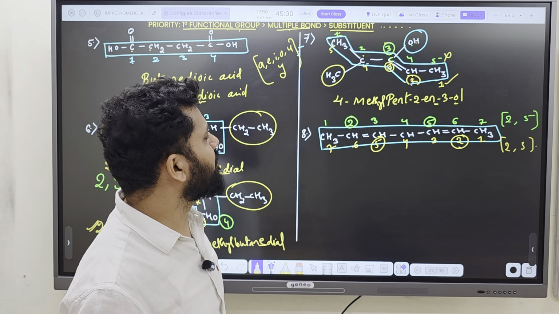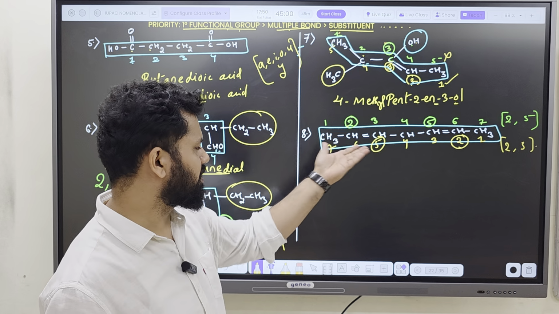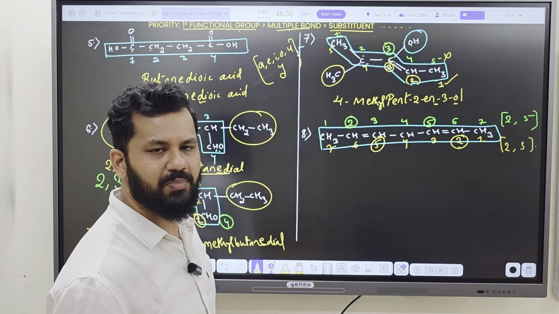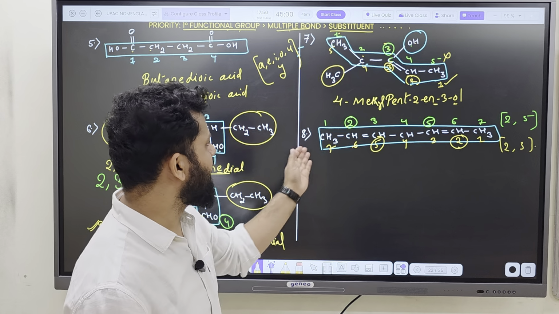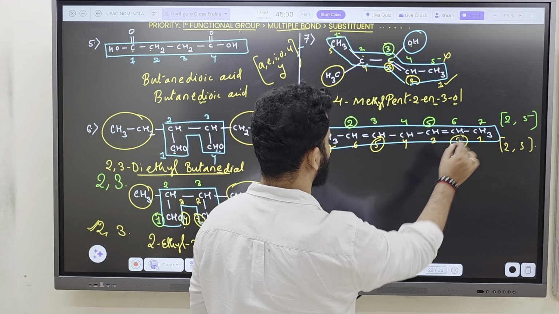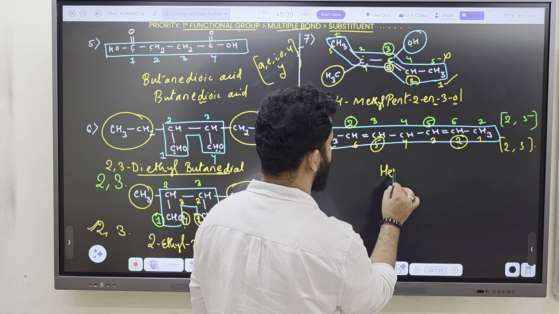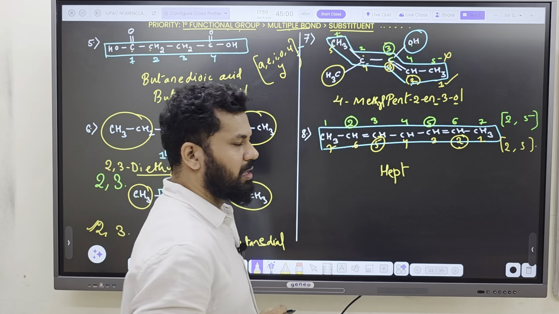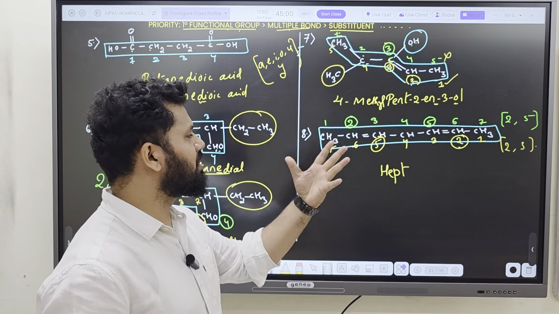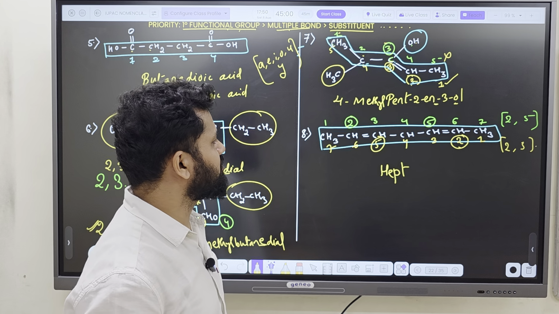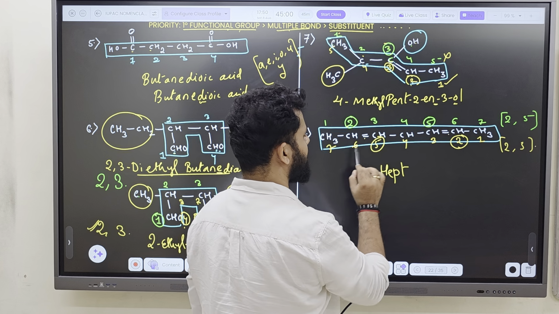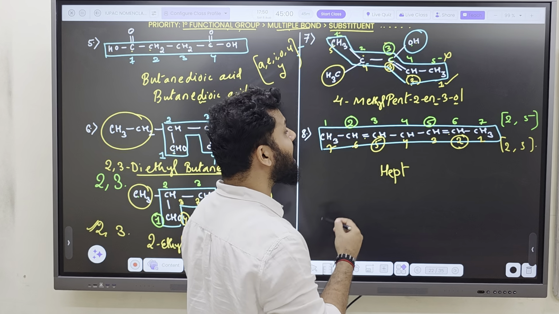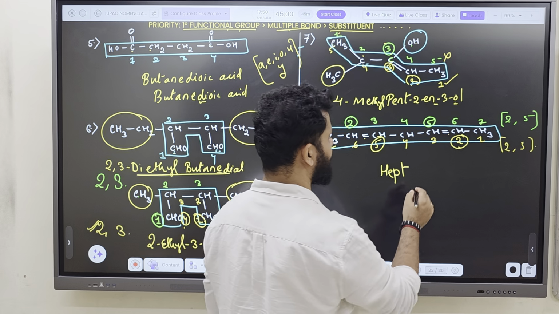Which is the correct way of numbering? Both are correct ways because it is a symmetric alkene. You can number from both sides. So 7 carbons are there, so the name would become hept. Here also a small technicality that we must remember. Since there are two double bonds, it would become diene.